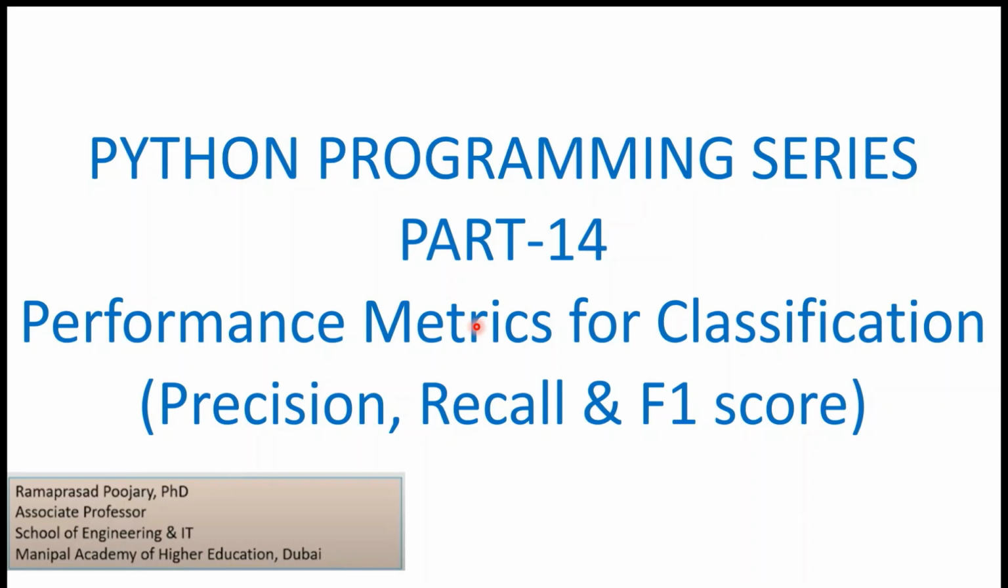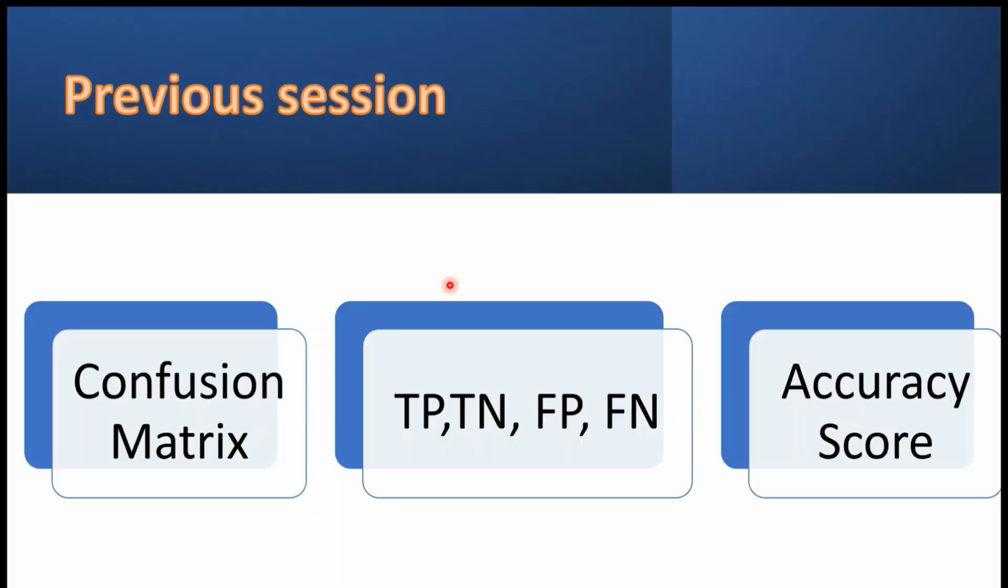In this session we'll continue our discussion on performance metrics used for classification algorithms. In the previous session we discussed the confusion matrix, four important measures called true positive, true negative, false positive and false negative, and using these four measures we calculated the accuracy score. We also understood that accuracy score is misleading in some cases, and you need to go for other measures like precision and recall. So this is what we understood in the last session.